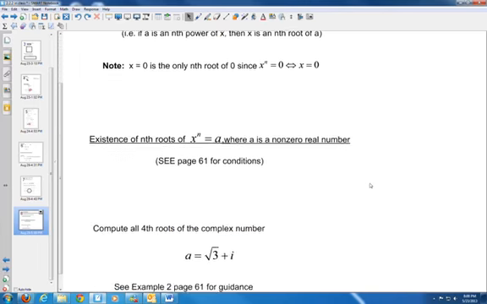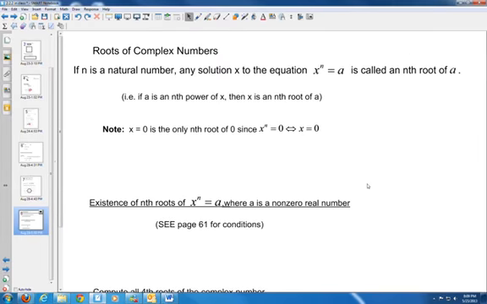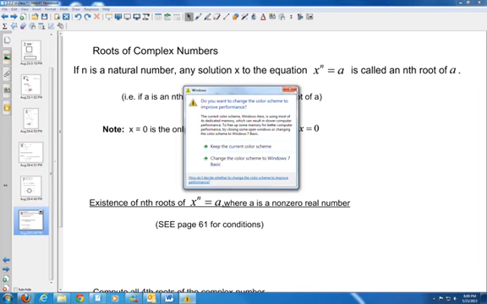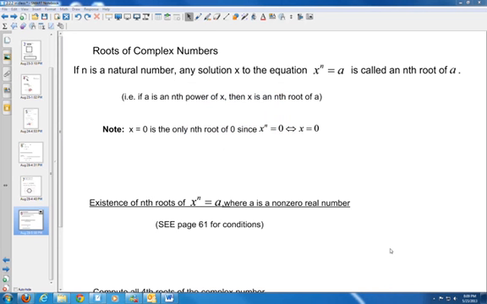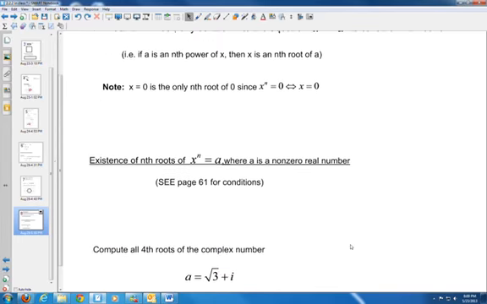Last up, I just want to mention roots of complex numbers. If n is a natural number, we know any solution x to the equation x to the n equals a is called an nth root of a. Well, if a is an nth power of x, then x is an nth root of a. We do want to note that x equals 0 is the only nth root of 0, since x to the n equals 0 only when x is 0. Now we do have existence of nth roots when we're talking about non-zero real numbers. On page 61 you'll see conditions for that.